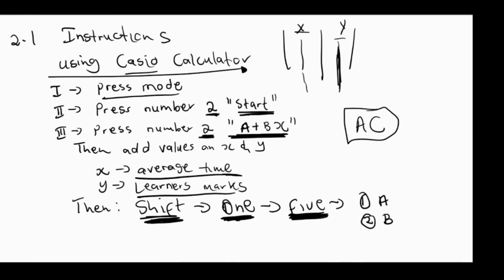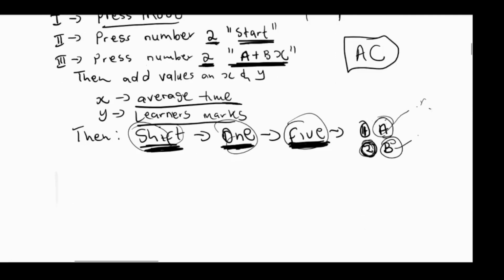After pressing number 5, you will see in number 1 the letter A. You can punch in that number 1 to find the value of A, and then number 2 to find the value of B. So you first find the value of A, and then start afresh by punching in shift 1, 5, and then you find the value of B, right? So that is the whole step for finding this equation, right?